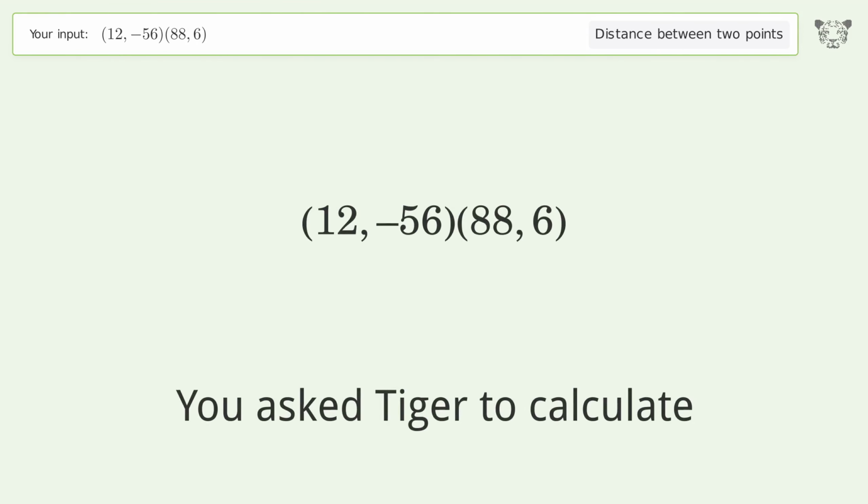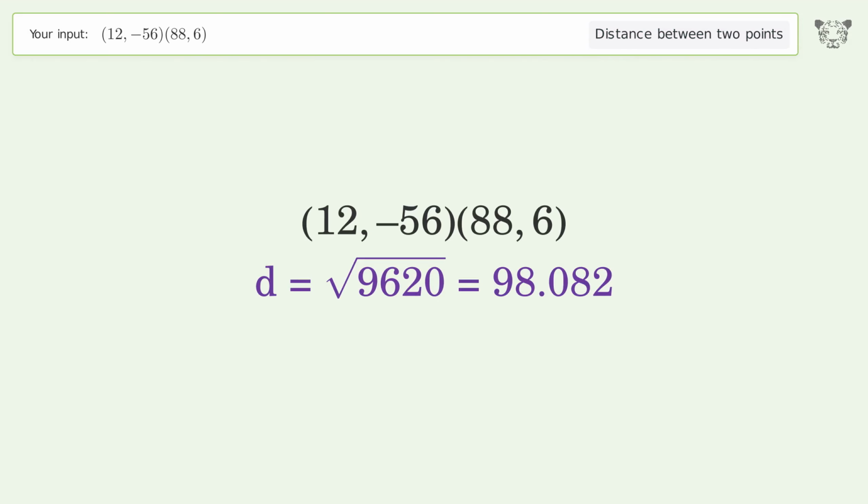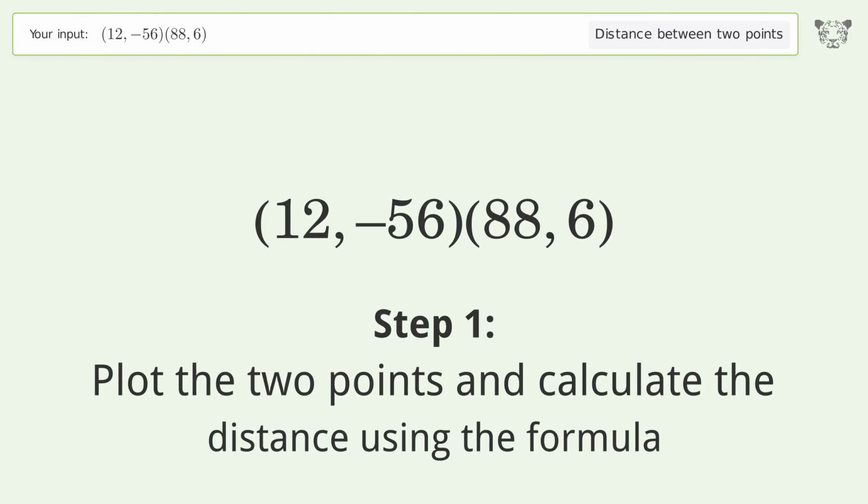You ask Tiger to calculate. This deals with the distance between 2 points. The distance between the 2 points is the square root of 9,620, or 98.082. Let's solve it step by step. Plot the 2 points and calculate the distance using the formula.